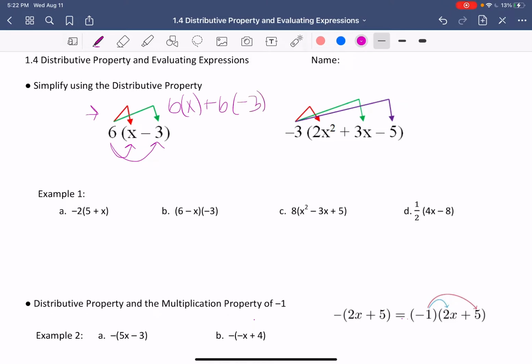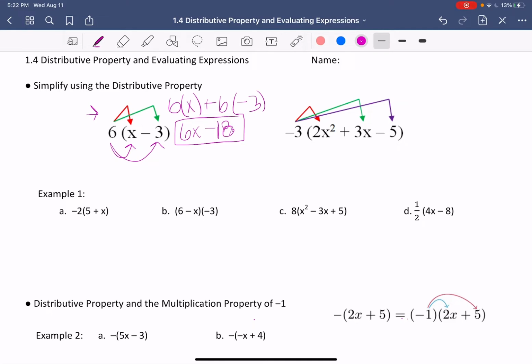Okay, so then we can go ahead and multiply that out. 6 times x gives us 6x. And 6 times -3 gives us -18. So minus 18. Okay, so 6x minus 18. That is your answer. All right, let's move on to the next one.